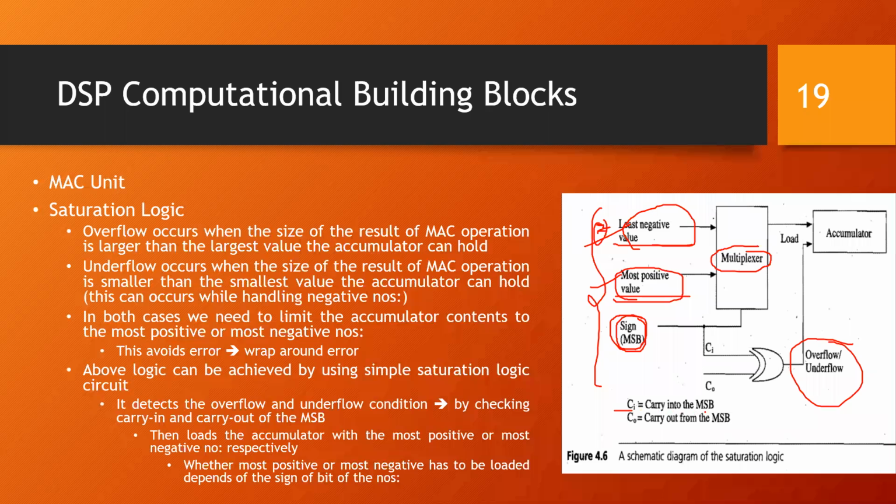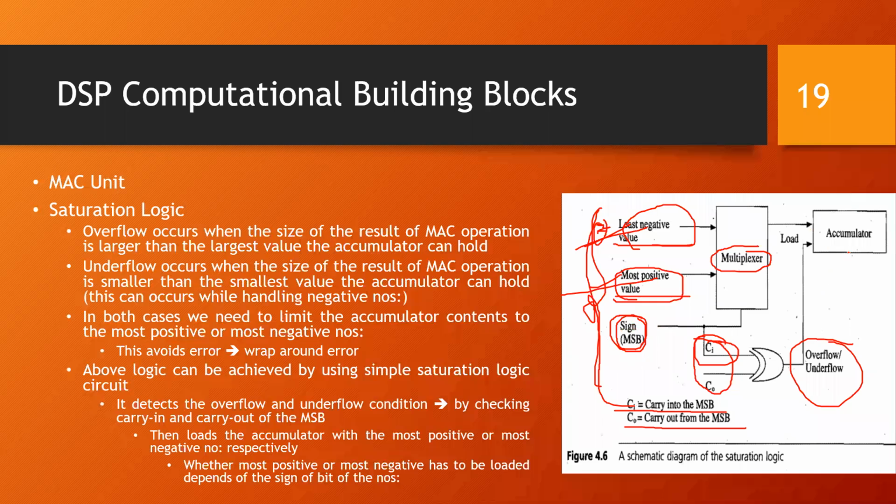Here CI is the carry into the MSB and Cout is the carry out of the MSB. Here you can see the XORing logic that they have used. If I XOR these two and it results in either an overflow or underflow condition, then you load the accumulator based on that. So this circuit gets triggered whenever a saturation occurs, and whether the lowest number or the highest has to be stored will be decided by the sign of the MS bit.